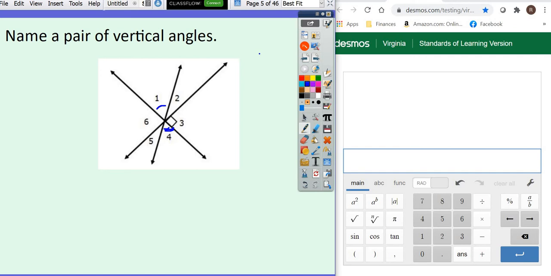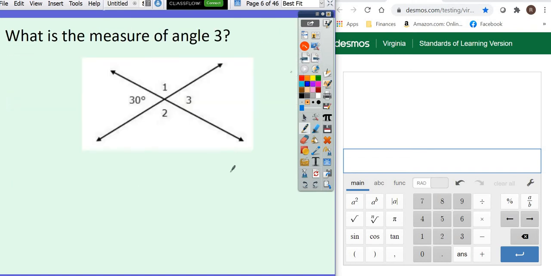But if I wanted to name another pair, I think the next pair I would name would be angle 6 and angle 3. They are also right across from one another, and they are a pair of vertical angles. And then lastly, I'm going to mark them way out here. Angle 2 is across from angle 5. So that is a third set of vertical angles. All right.